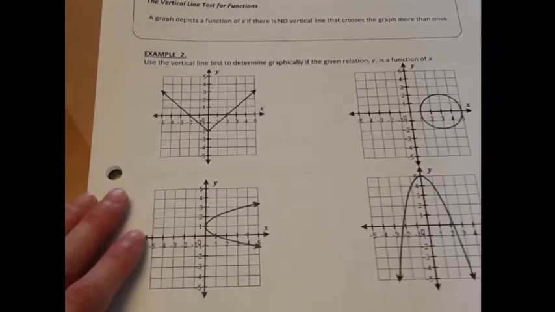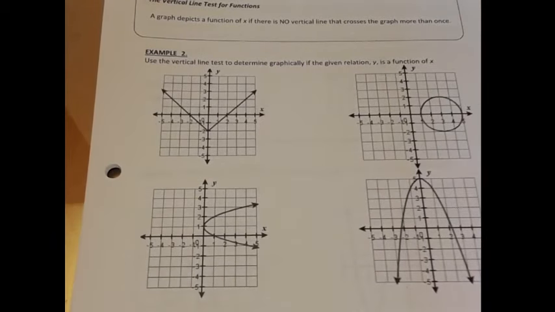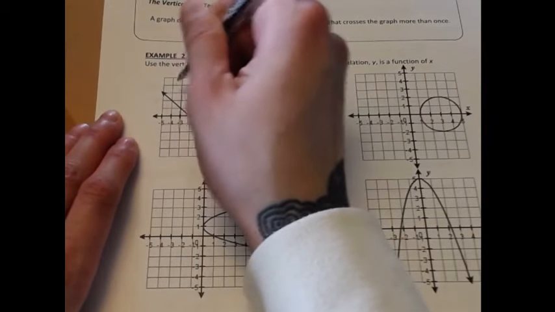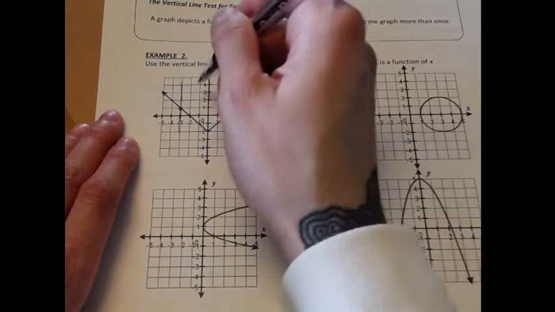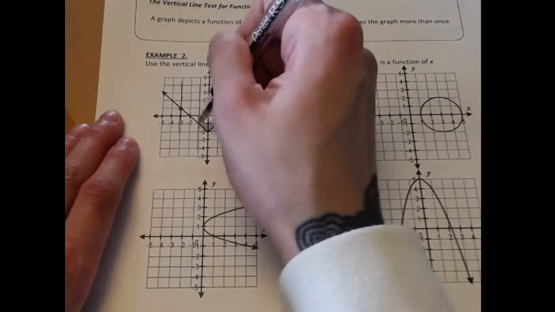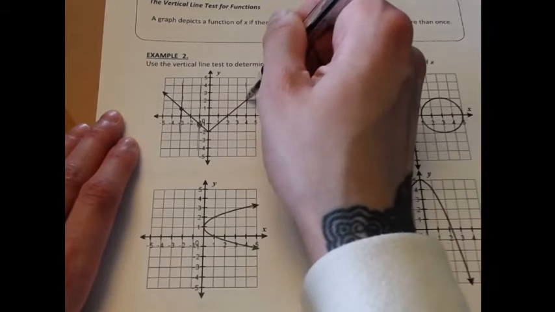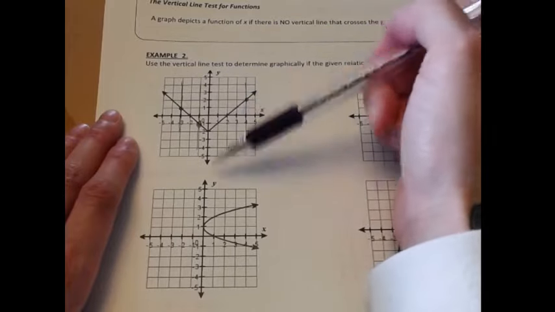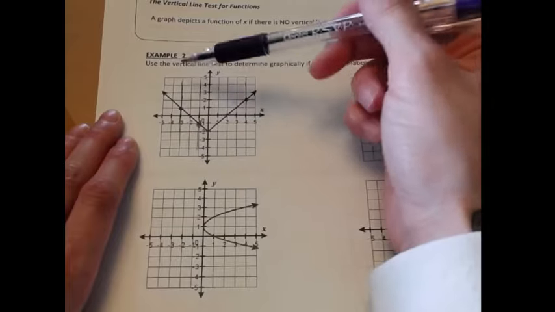So let's take a look. For the first graph here, I can take any vertical line and I can draw it anywhere I want. Notice that here's my first vertical line. It hits the relation at one point. I can draw another vertical line. It hits the relation at one point. I can draw another vertical line over here. It hits the relation at one point. So wherever I draw my vertical line, it only hits my graph at one point.